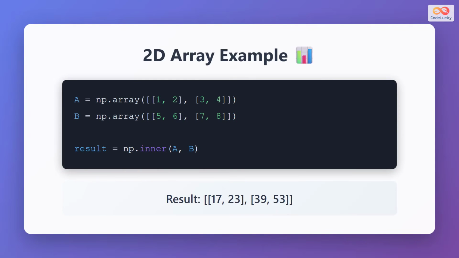The inner function also works with two-dimensional arrays. Here we have matrix A with rows 1, 2, and 3, 4, and matrix B with rows 5, 6, and 7, 8. The result is a 2 by 2 matrix containing the values 17, 23, 39, and 53.